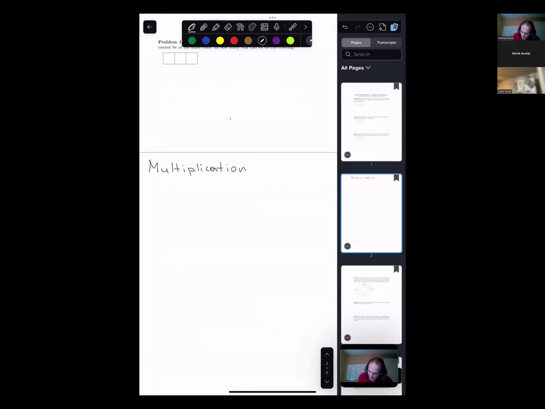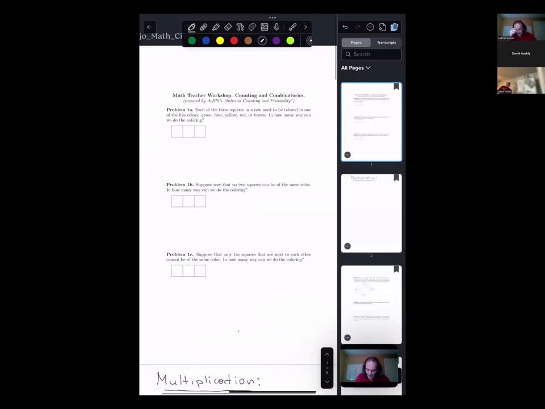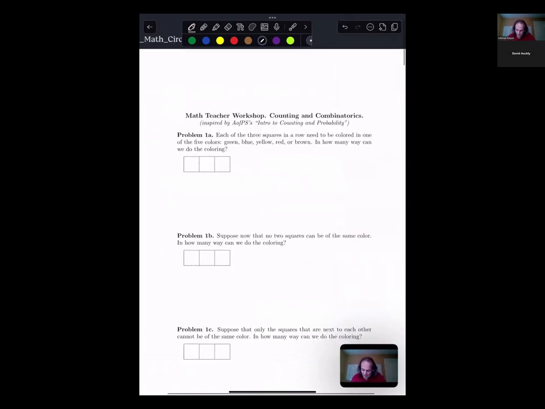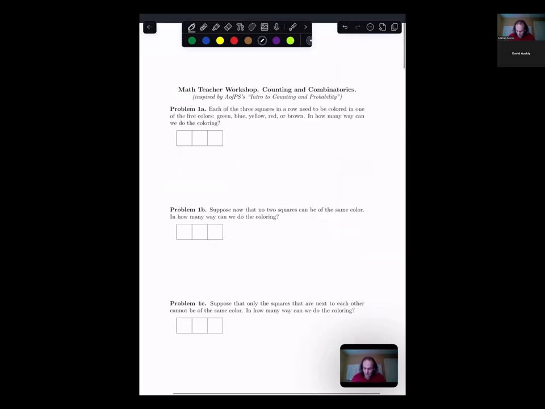So basically, the idea is that if we want to count in how many ways we can do something, maybe we should split it into several steps. Here it is very natural, right? We need to color three boxes, so it's very natural to split it into three steps. First we color the first box, then we color the second box, and then we color the third box.